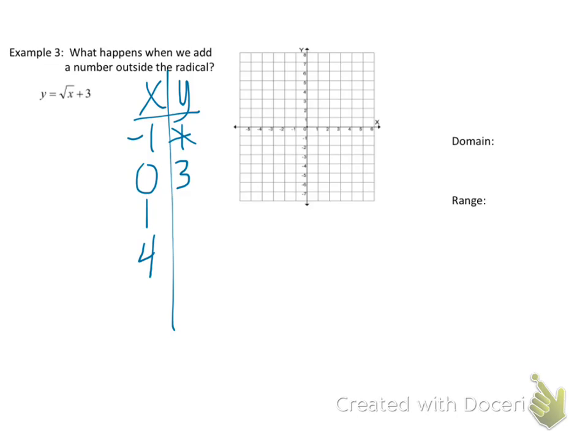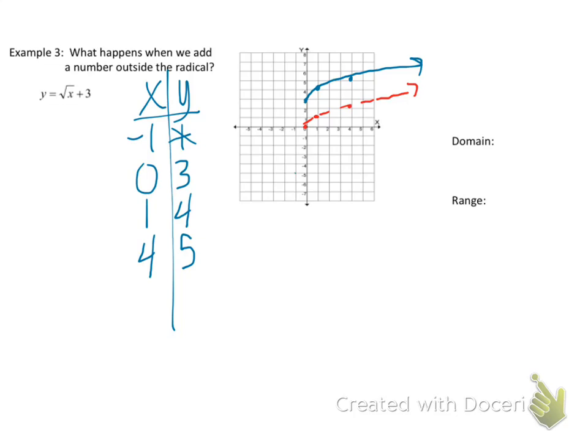The square root of 1 is 1. Plus 3 gives us 4. And the square root of 4 is 2. Plus 3 gives us 5. So let's graph those new ordered pairs. We can see that our graph is moved up. If we look at our parent graph, it is basically parallel, but it's a little bit lower.